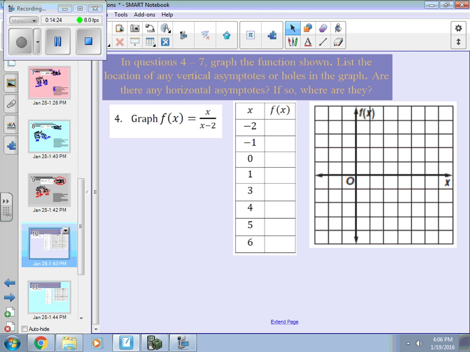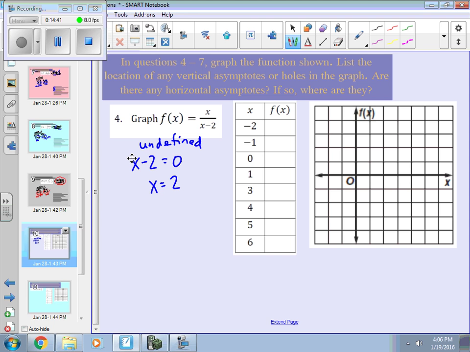So on this one, let's start the same way we've been doing. Does it factor? No. So where is this one going to be undefined? Take what's in the denominator, x minus 2, put it equal to 0. It looks like here that at x equals 2, it's undefined. Okay, what type of thing is that going to be?